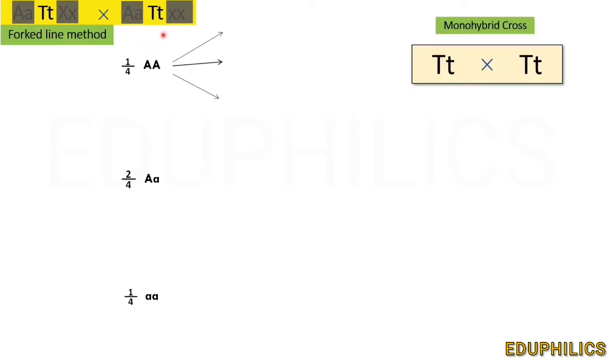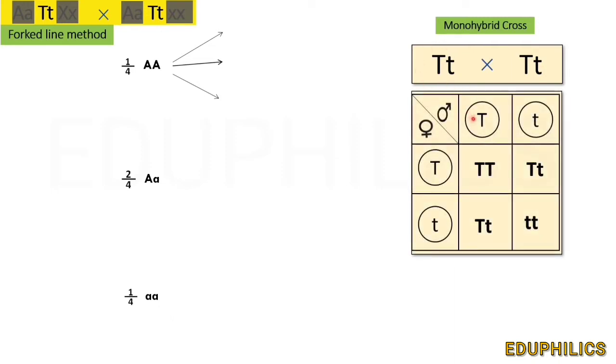Let's see it. Capital T small t into capital T small t. As this is heterozygous in condition, it also produces two types of gametes here. This organism also produces two types of gametes. The fusion of these gametes leads to the production of progeny.